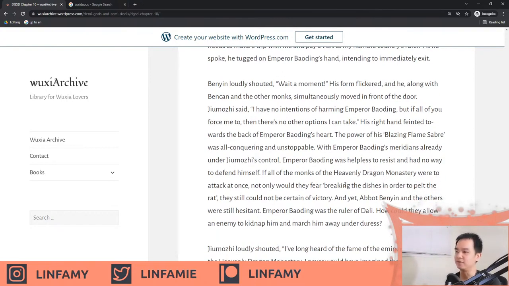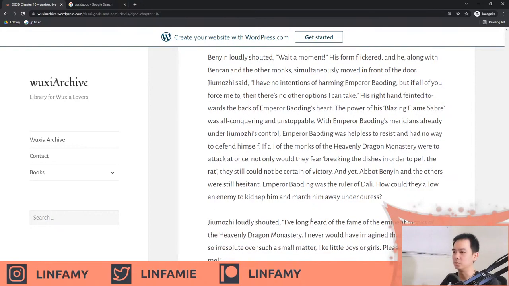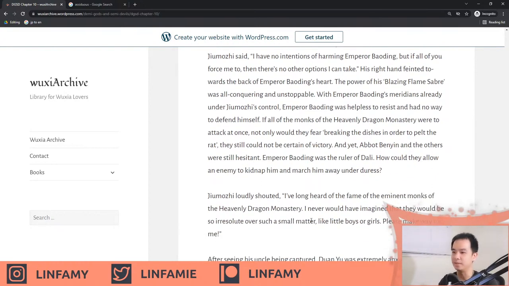The power of his blazing flame saber was all-conquering and unstoppable. With Emperor Baoding's meridians already under Jiumotsu's control, Emperor Baoding was helpless to resist and had no way to defend himself. If all of the monks of the Heavenly Dragon Monastery were to attack at once, not only would they fear breaking the dishes in order to pelt the rat, they still could not be certain of victory. And yet Abbot Bunyin and the others were still hesitant. Emperor Baoding was the ruler of Dali. How could they allow an enemy to kidnap him and march him away under duress?